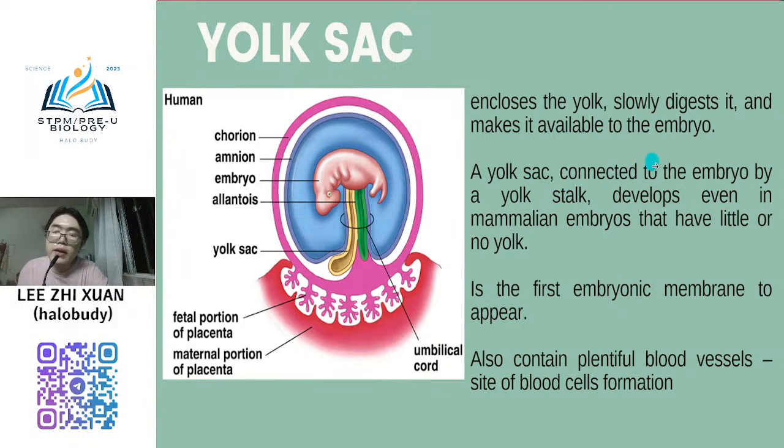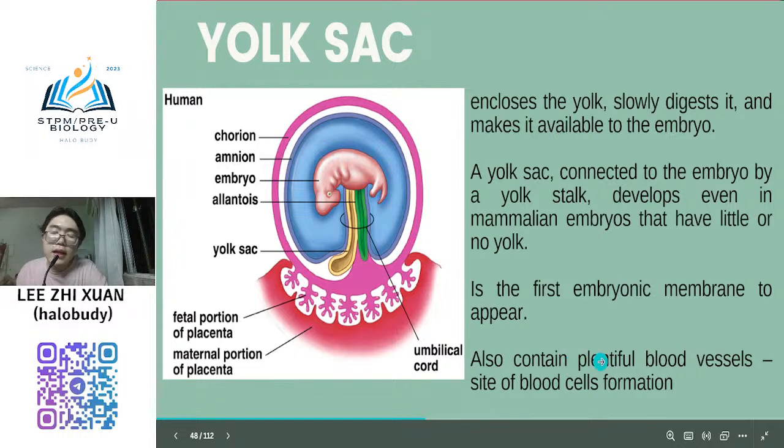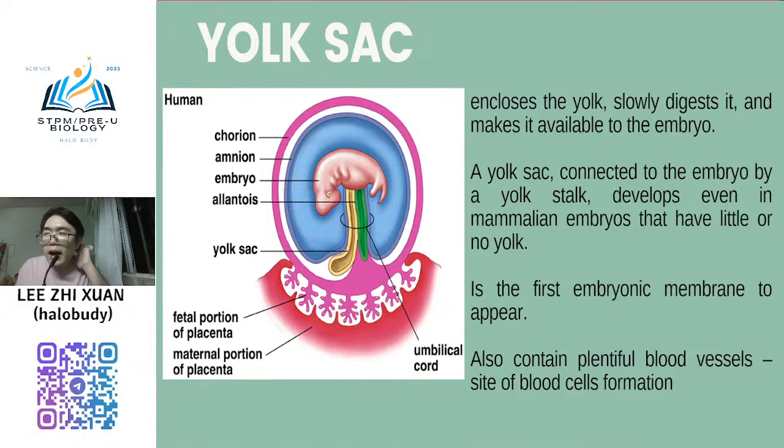The yolk sac is normally connected to the embryo by a yolk stalk and develops even in mammalian embryos that have little or no yolk. With further development, the yolk sac will disappear. It is the first embryonic membrane to appear, containing blood vessels, and its main function is blood cell formation. All the blood cells, your leukocytes and erythrocytes, come from the yolk sac.